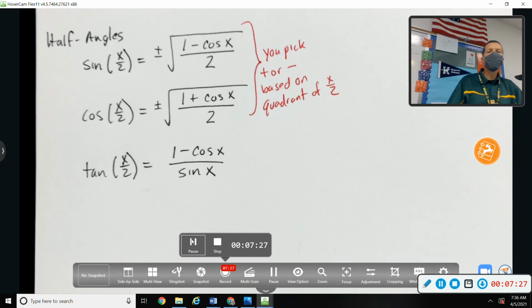Again, you don't pick the quadrant. You use the quadrant of x over 2 to pick whether it's plus or minus. Again, pretty good sign that someone really doesn't know what they're doing on the test when their answer has plus or minus on it. It means they saw the formula, didn't know what they were doing, and just wrote down the formula. Hopefully that's no one in here.